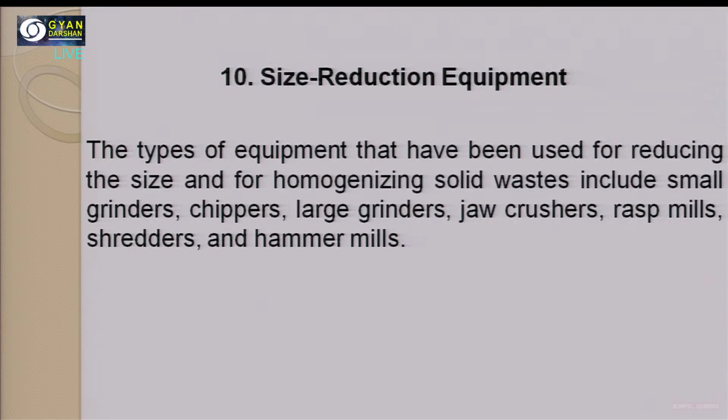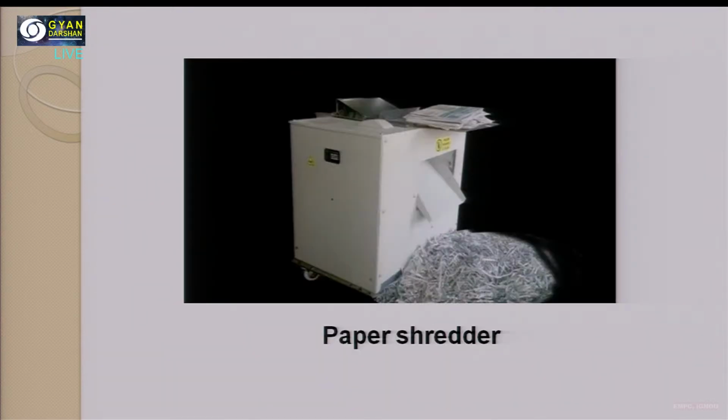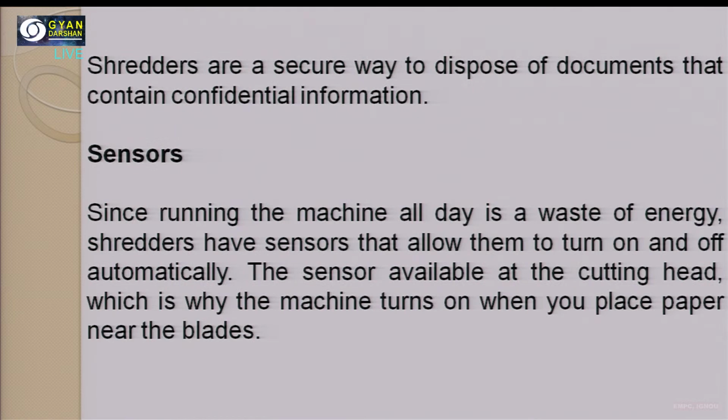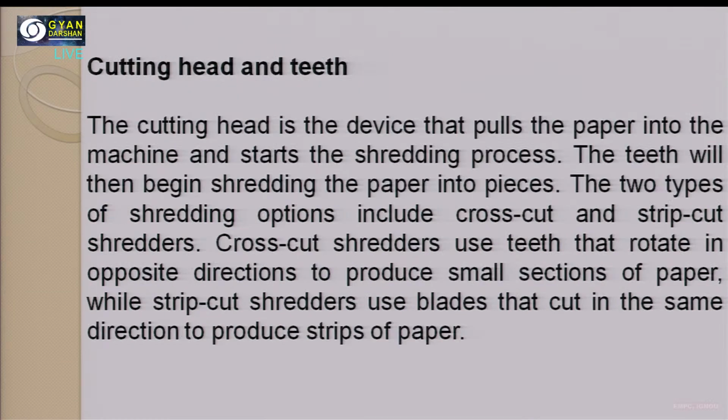So here is some size reduction equipment. This is the paper shredder. Here we cut the paper. Here a sensor is available, and here a cutting head and teeth are available. So paper can be cut as a cross cut and strip cut.